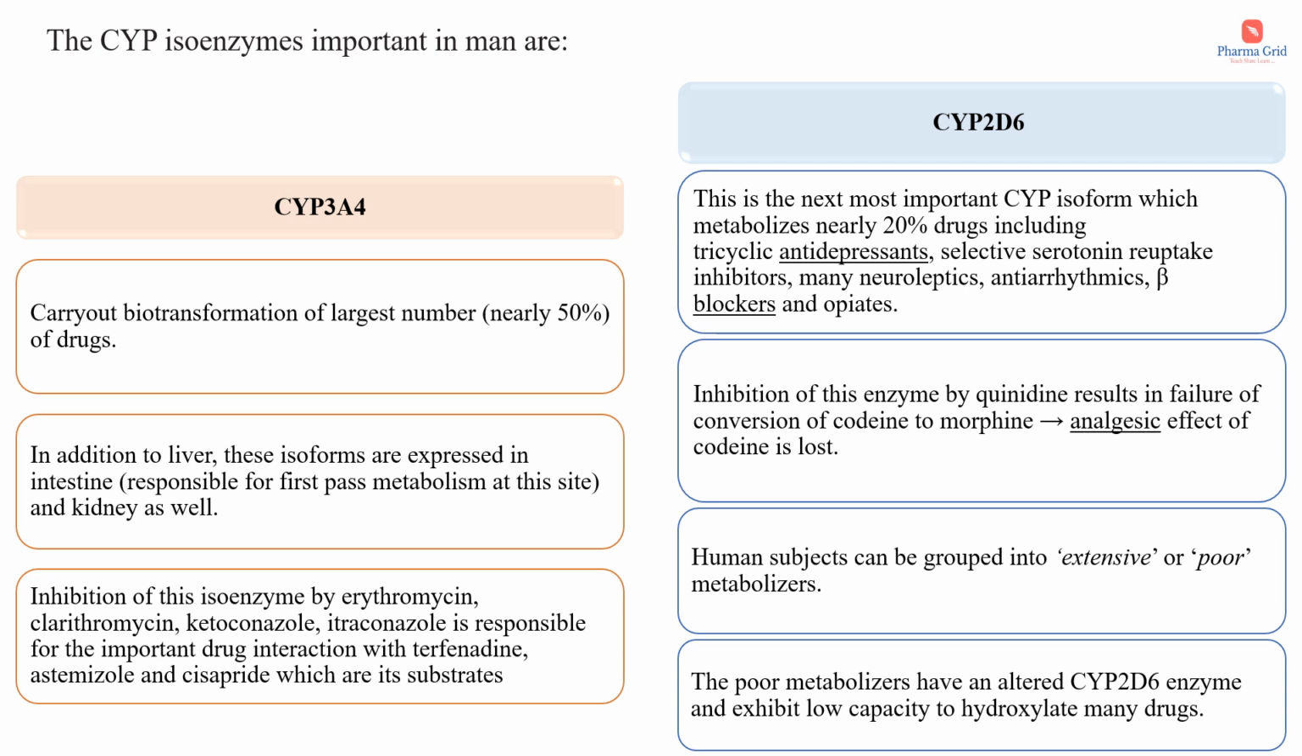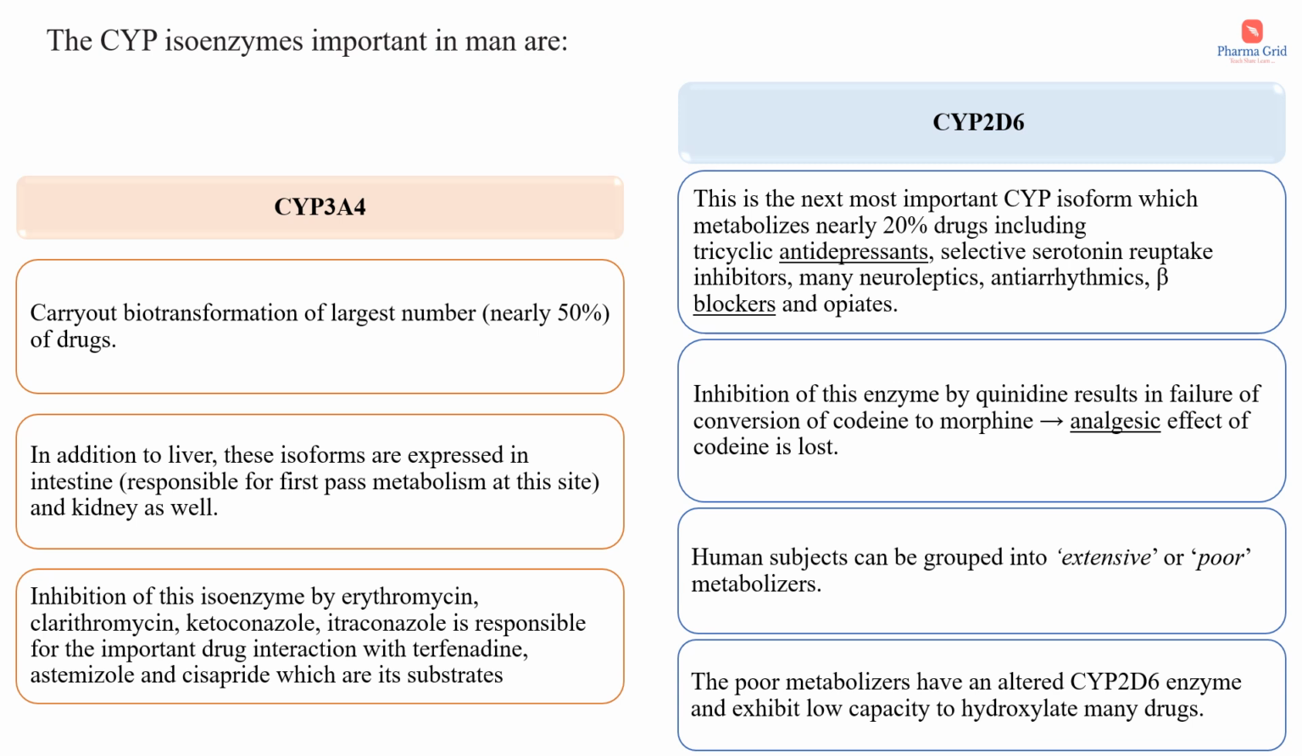CYP3A4 carries out biotransformation of the largest number, nearly 50%, of drugs. In addition to liver, these isoforms are expressed in intestine, responsible for first pass metabolism at this site, and kidney as well. Inhibition of this isoenzyme by erythromycin, clarithromycin, ketoconazole, itraconazole is responsible for the important drug interaction with terfenadine, astemizole and cisapride, which are its substrates.